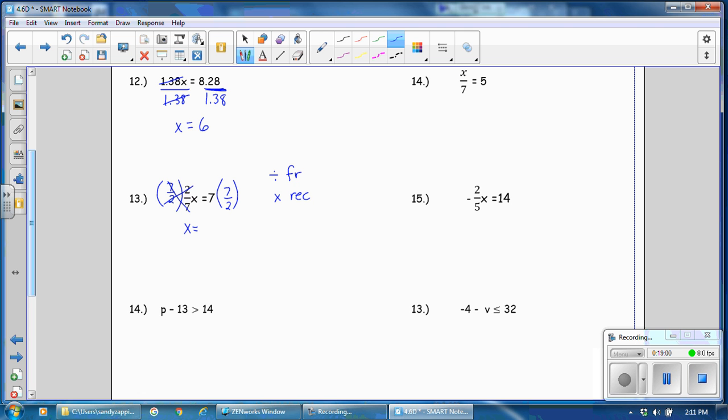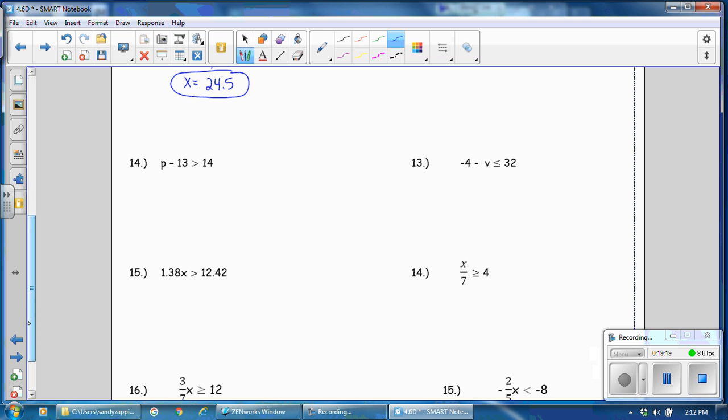And 7 times 7 halves. You can put a 1 under the 7 to make it a fraction. 7 times 7 is 49. 1 times 2 is 2. And 49 divided by 2 is 24.5, or 24 and a half. Number 14. Undo subtracting 13 with adding 13.